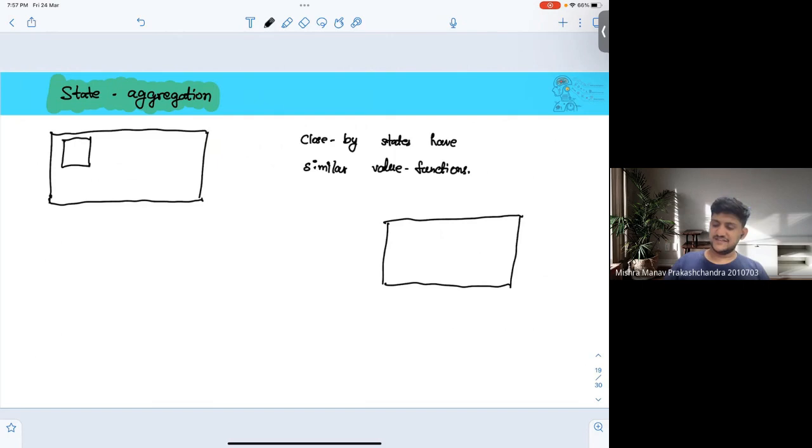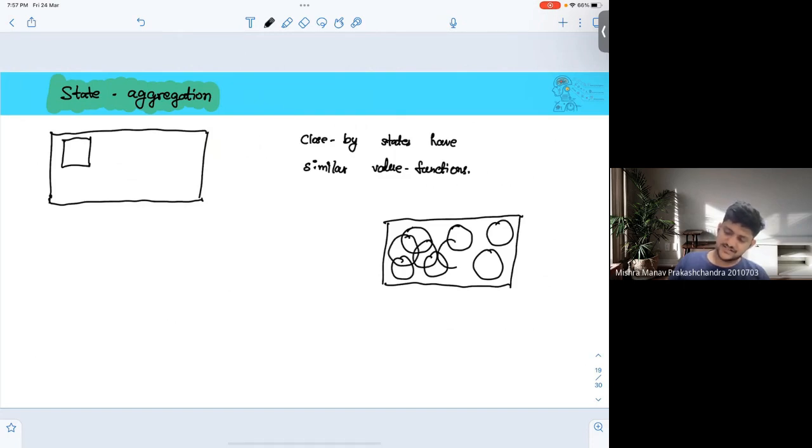So instead of squares, maybe I'll draw circles over here. I'll say this group of states will have the same value function. This will have the same value function. But now I have to fill up the entire grid also, right? So I'll draw circles around here such that there are certain number of overlaps.